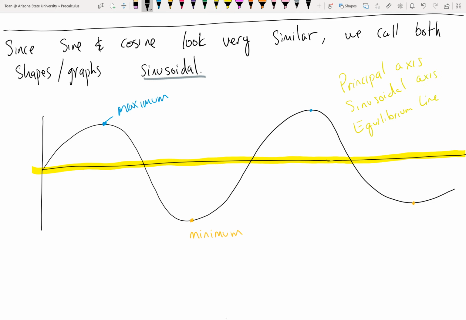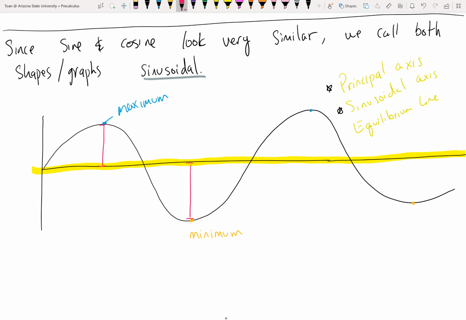I will admit the first two terms are more official, more sophisticated. That last term is not as sophisticated, but it's the one I use the most often because it makes sense. It's the line that balances everything. Now, if you look at the equilibrium line or the sinusoidal axis, you should know that the graph itself is a certain distance away at any given point from the equilibrium line. Well, the distance from the sinusoidal axis to the maximum or the minimum should be the same.